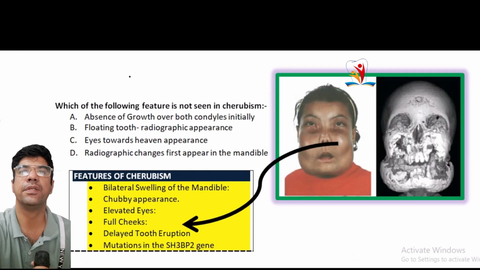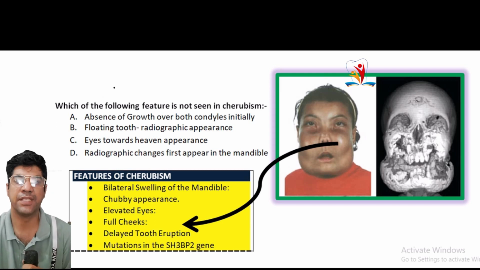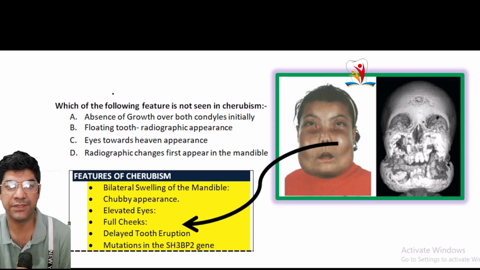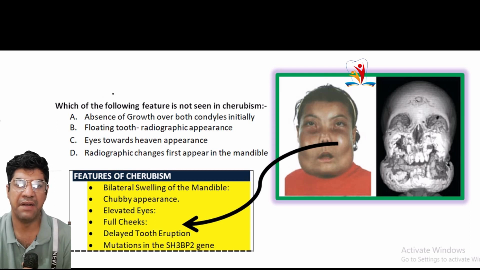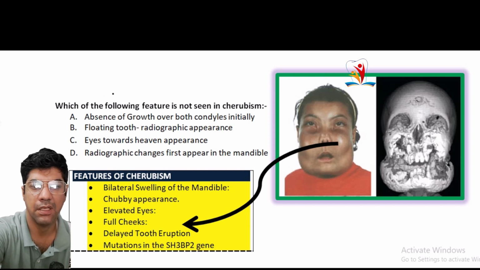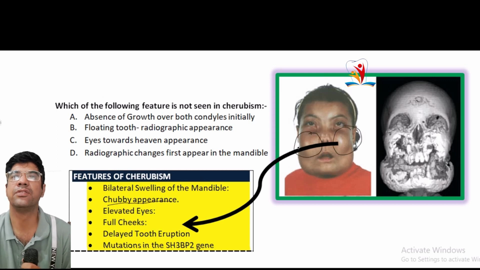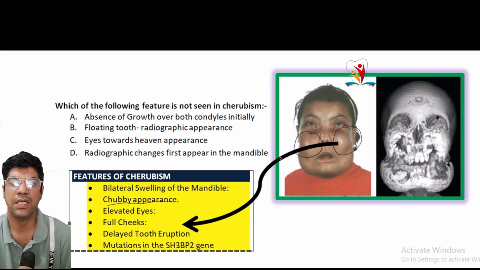Moving to the next question, which of the following is not seen in cherubism? Cherubism is a rare genetic disorder that primarily affects the jaw bones and facial features. It typically begins with bilateral overgrowth of the mandibular condyles that leads to a chubby, cheeky appearance in the affected individual.